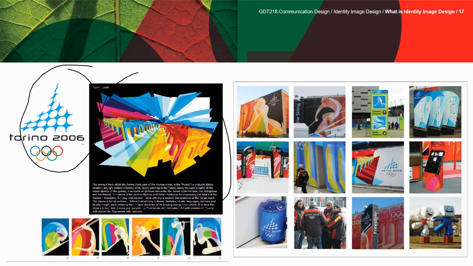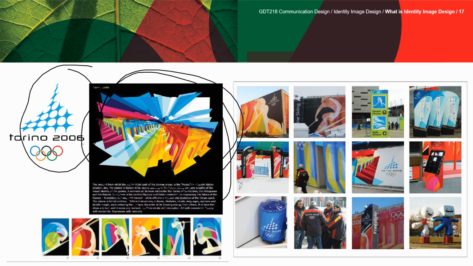And the brand image here, which we know as the supporting graphic, is the concept from which the Torino 2006 look of the games emerged. It is the piazza, a uniquely Italian solution, strongly rooted in history while clearly pointing to the future. It connects all basic elements, the Torino emblem, the pictogram, and the mascot. As we can see here, they offer a modern interpretation of the Italian spirit.